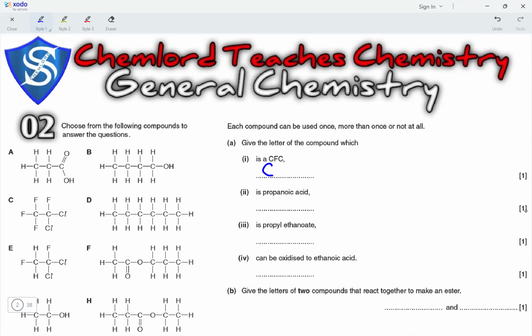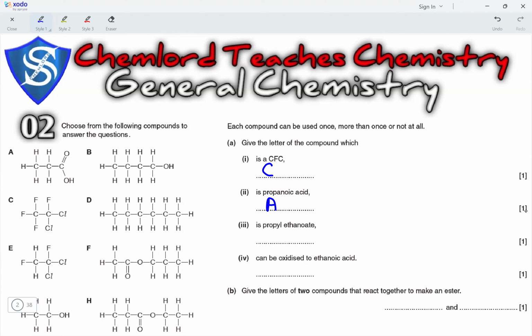So the next part is give the letter of a compound which is a propanoic acid. Propanoic acid consists of 3 carbon atoms in total. So if we look at structure A, we've got a COOH group being the first carbon atom. We've got CH2 and then we've got CH3. So A is the correct structure for propanoic acid.